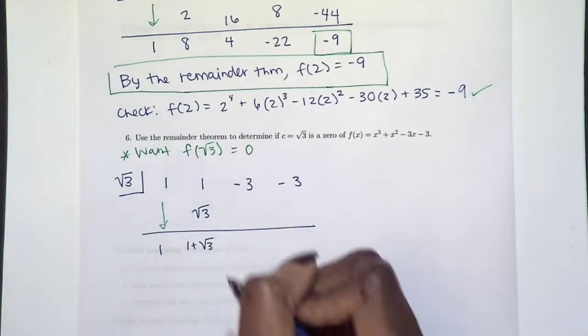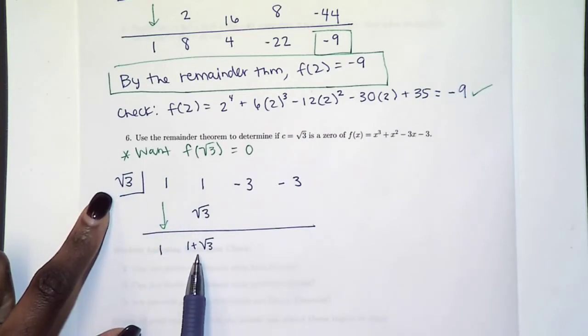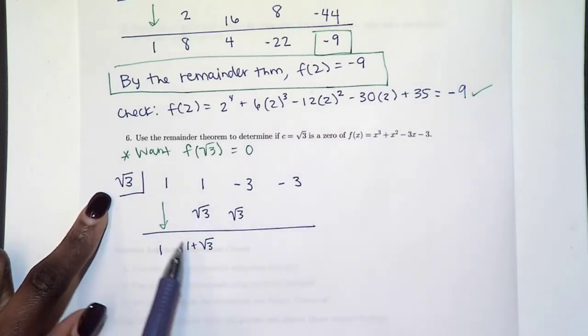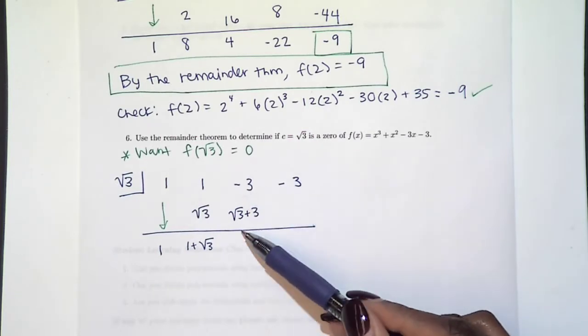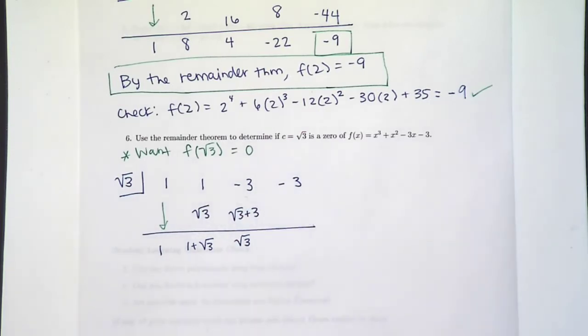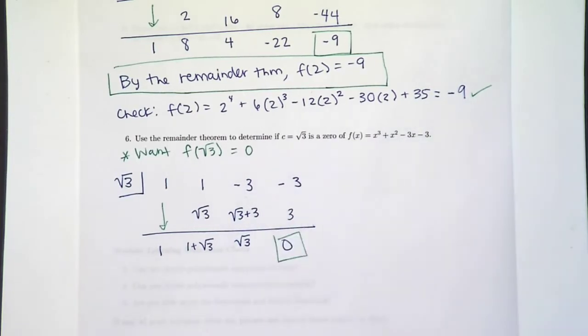Don't worry about trying to get the decimal. We don't need it. It's easier without. Okay, so then I need to multiply root 3 times 1 plus root 3. So root 3 times 1 is just root 3. Root 3 times root 3 is just 3. And so now I need to add -3 and root 3 plus 3. Well, the 3's are just going to go away. Multiply root 3 times root 3. Add -3 plus 3, that's 0. So we get a remainder of 0.